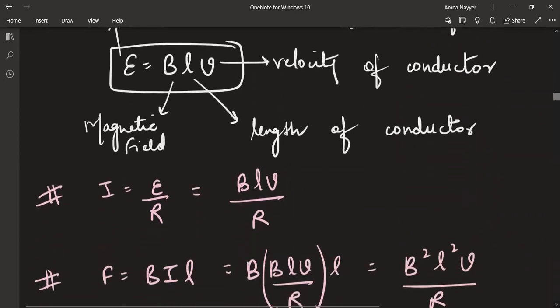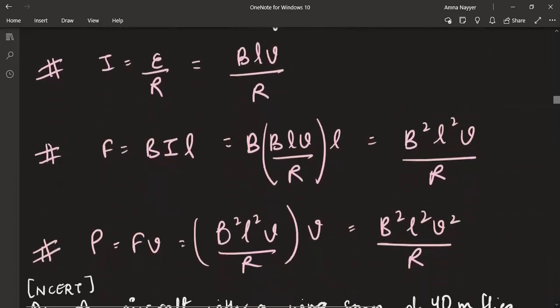Then you here have voltage. So from voltage, that is EMF, you can derive out so many things. You can get current if you divide voltage by resistance. If you put in the value of BIL, that is force for a conductor, this will be equal to B square L square V by R.